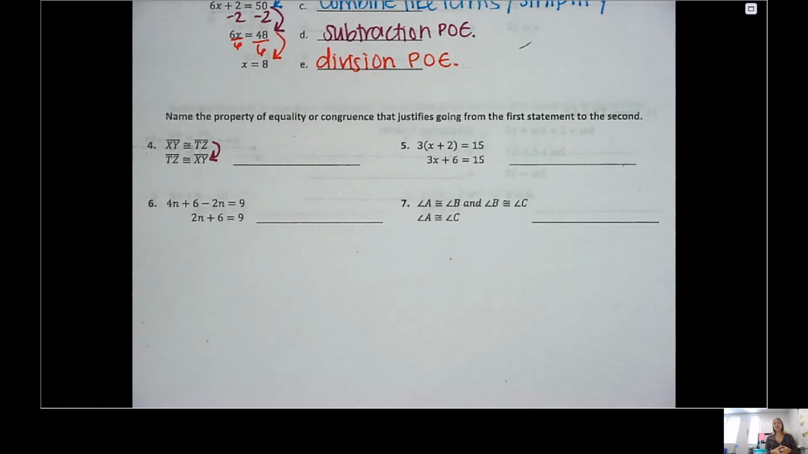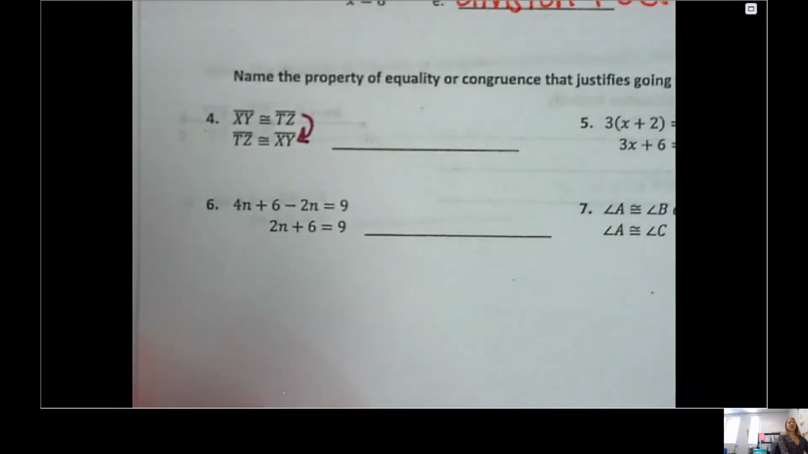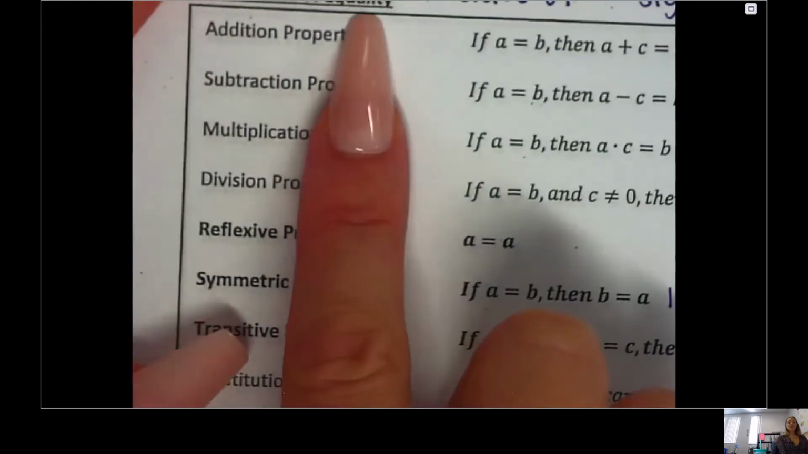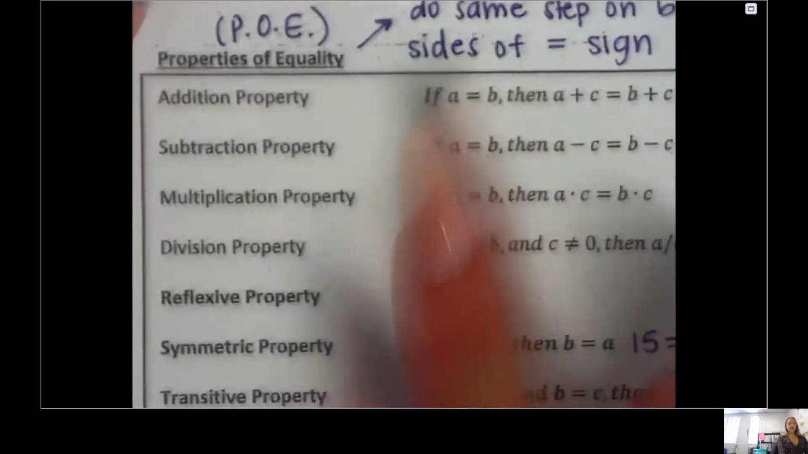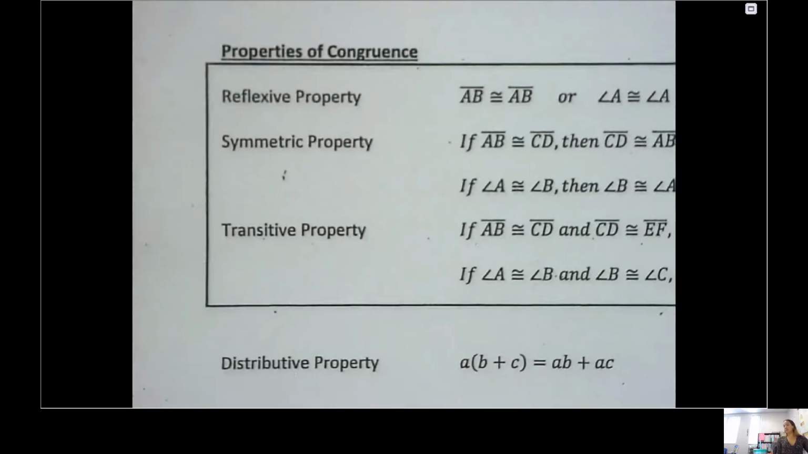Do you have any numbers in number 4? No. You've got letters and no numbers. So if you have no numbers, this is called a property of congruence. Go back to your little half sheet. Properties of equality all have to do with equal signs, right? It's an equation. Properties of congruence are talking about angles and segments.